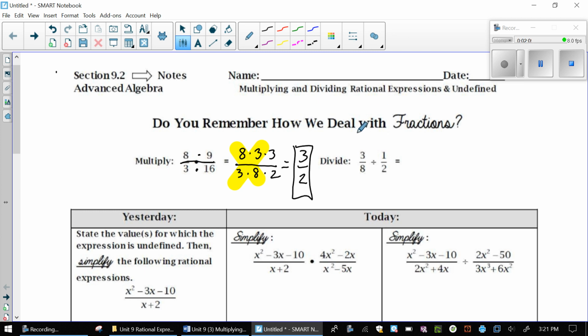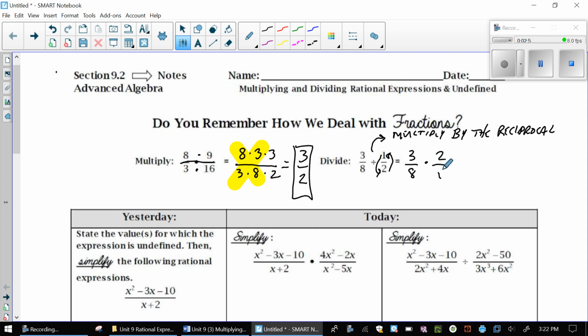Now when we have division, this is where we have to change to multiply by the reciprocal. So let's write here our reminder. Multiply by the reciprocal. All right, so all we're going to do is we're going to keep this first fraction the same. We don't change that. We change that division sign to multiplication, and we flip this guy to its reciprocal.